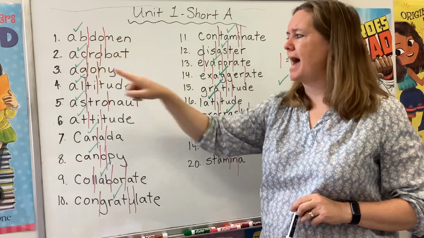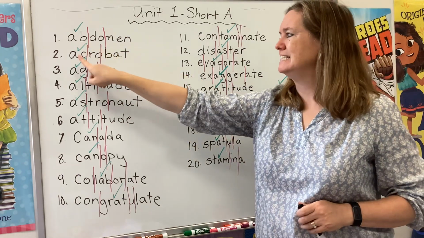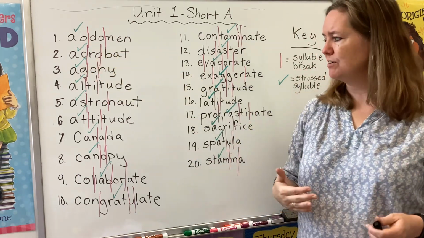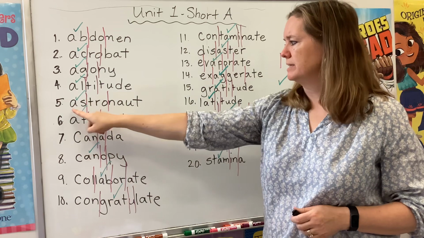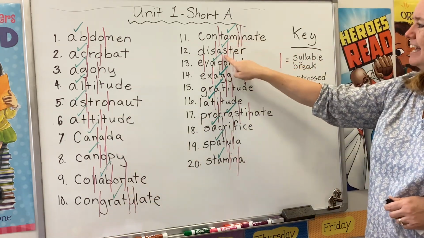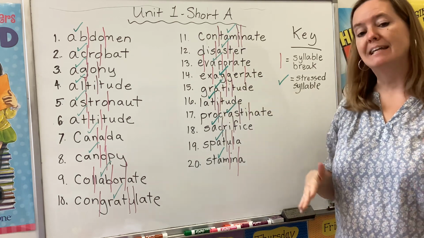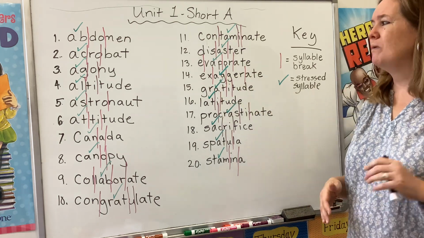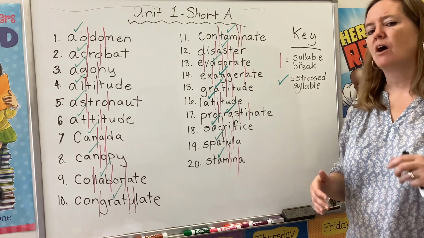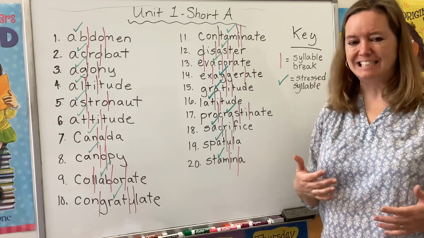Abdomen, acrobat, agony, altitude. Look at those chunks. Those are all easy to spell, because in every one of those syllables, whether it's the first syllable or the second one, you know that that A is going to make a short A sound. That is the easy part of your word. Where you might get tricked a little bit are in those unstressed syllables, because those are the lazy syllables, right?